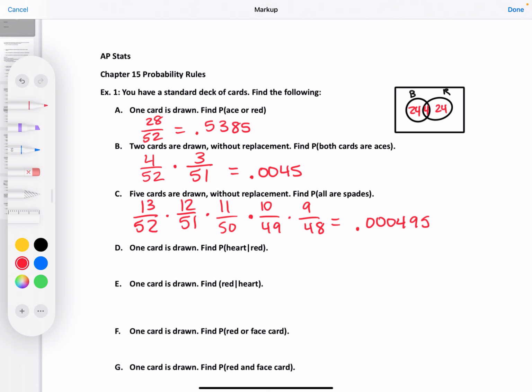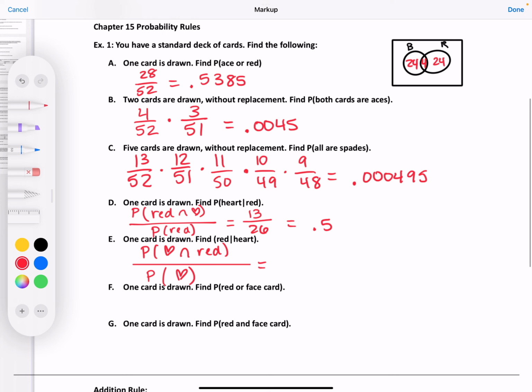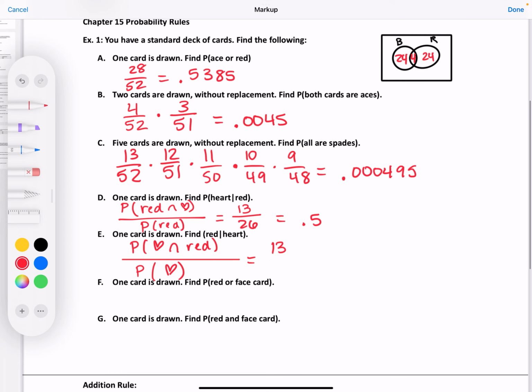All right, so then the next one looks like a similar question. One card is drawn. Find the probability that it's red, given that it's a heart. So the intersection at the top is still the same. It's the probability that it's a heart intersected with that it's red, divided by the probability now that it was a heart, because whatever's after the line is always what goes on the bottom. So the probability that it's a heart. So that's going to end up being 13 over 13, which is just 1.